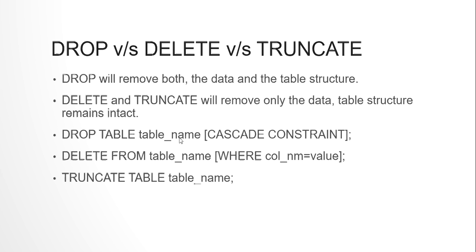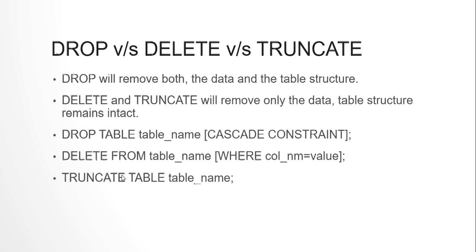A drop will delete the table structure and data. A delete, being a DML, can be rolled back, and you can have a where clause, as I've stated over here. You can have something like delete from table name where column name is equal to something. And a truncate, being a DDL statement, is an auto commit, and you cannot have a where clause, you cannot have any predicates. It's like the complete table, all the data in the table is truncated, but your structure remains intact.